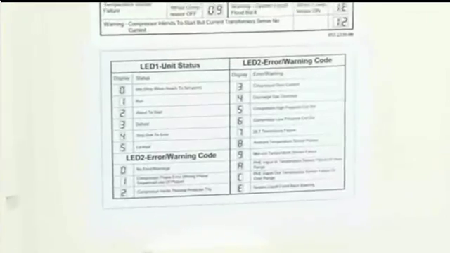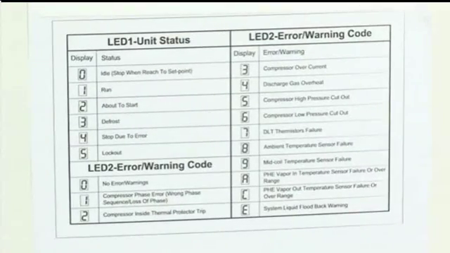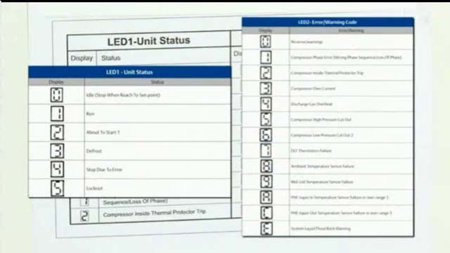On the inside of the panel, there are tables that show what the LED numbers represent. The first LED represents the unit status: idle, run, stop due to error, etc. The second LED is the error warning code, for example compressor phase error, low and high pressure cutouts, and sensor failure. This is also represented in the user manual on Table 6.